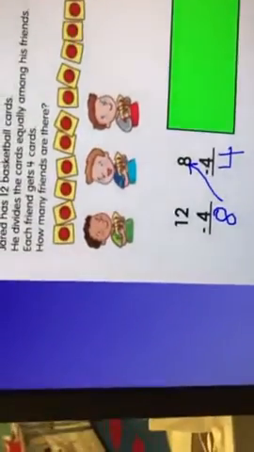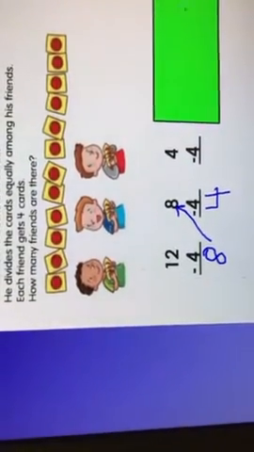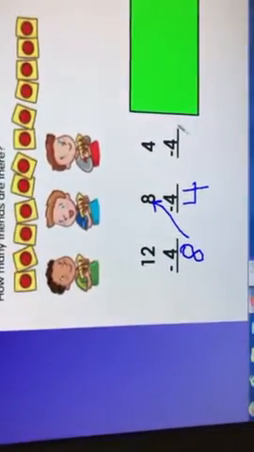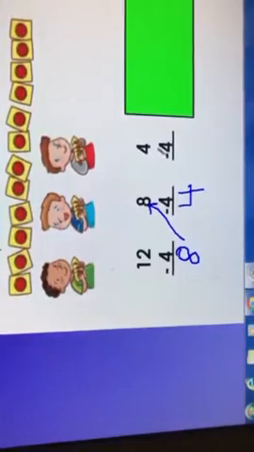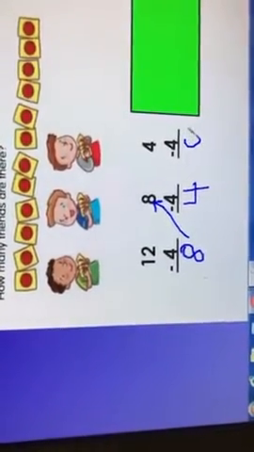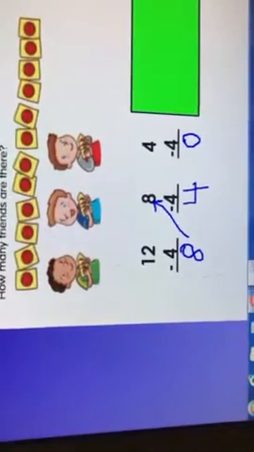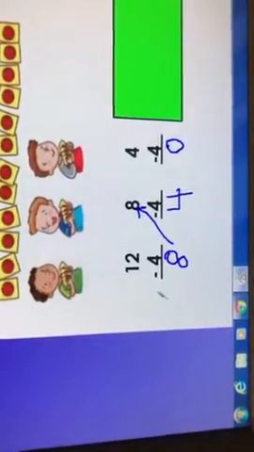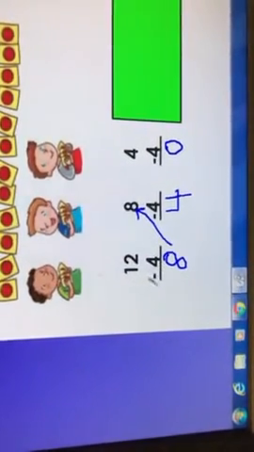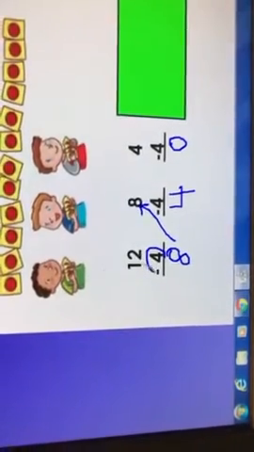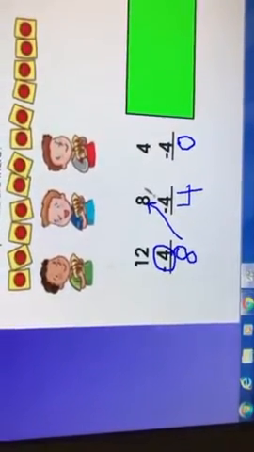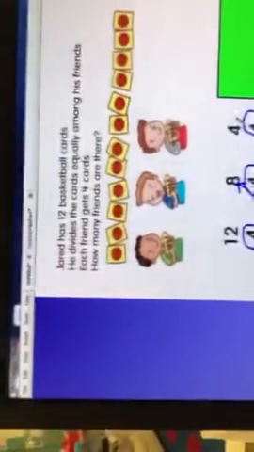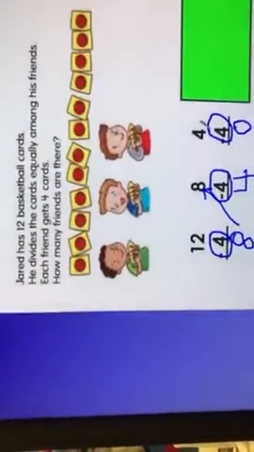And now, boys and girls, we're going to do it again, because we want to keep subtracting until we get the difference of 0. So 4 minus 4 is 0. Boys and girls, we got to the 0, so now we are finished subtracting. Now what we need to do is count how many times we subtracted 4 to get our answer. 1, 2, 3. So there are 3 friends.